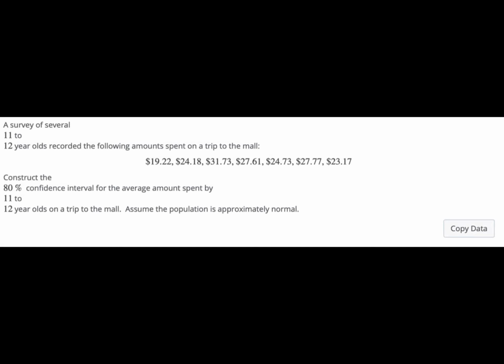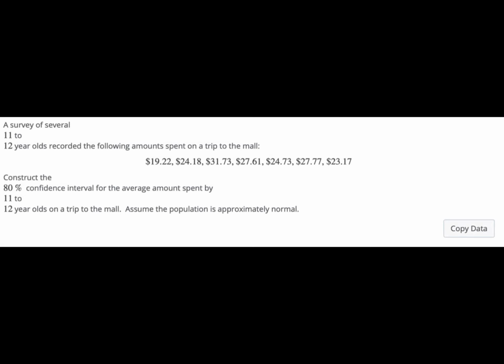So for this problem, it has said that a survey of several 11 to 12-year-olds recorded the following amounts spent on a trip to the mall. So they have given you a list of data here. They haven't given you summary statistics. They've given you a list of data. So you would have to put that list into a list in your calculator. So put that data list in.